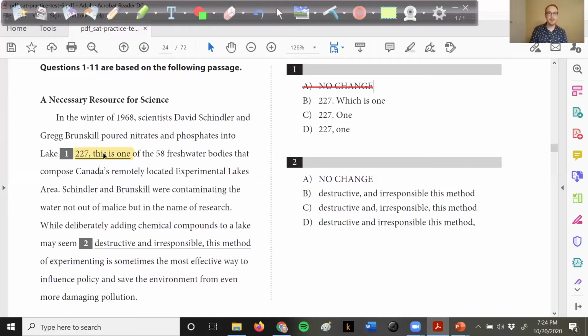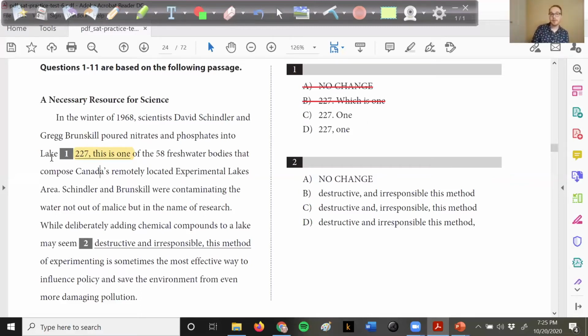Which is one of the 58 freshwater bodies that compose Canada's remotely located experimental lakes area? Well, it solves the problem in one way by putting a period there and ending the complete sentence, but "which is one" makes this a dependent clause, which means there should actually be a comma there. Which is one of the 58 freshwater bodies? That's not its own thought. So B doesn't work. It changed the wrong thing.